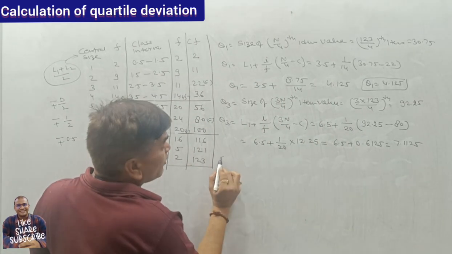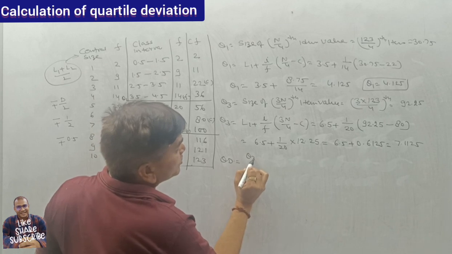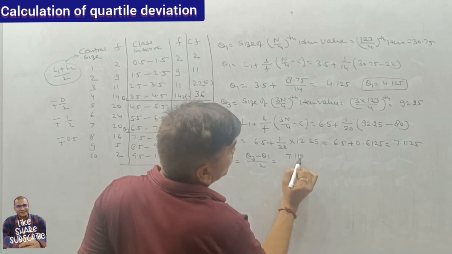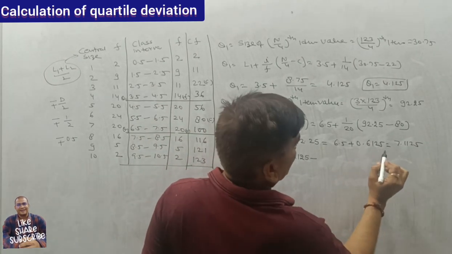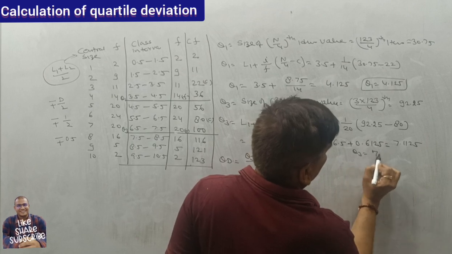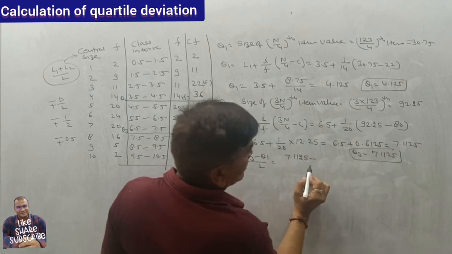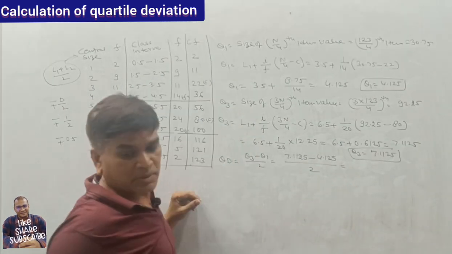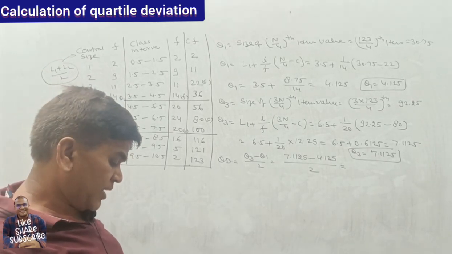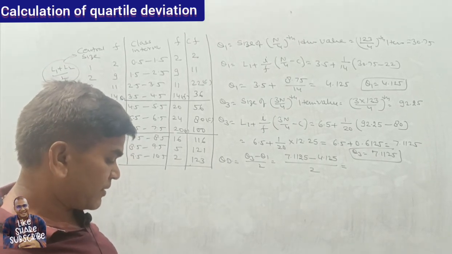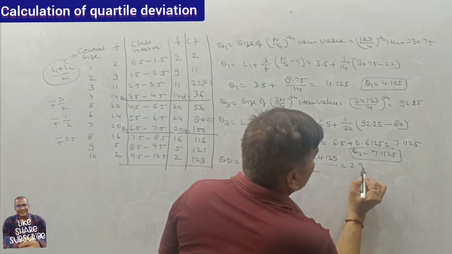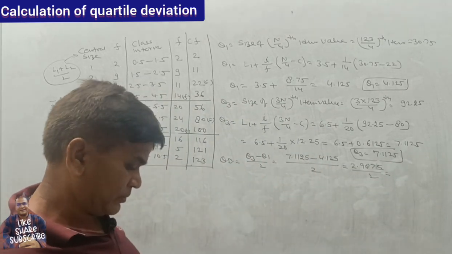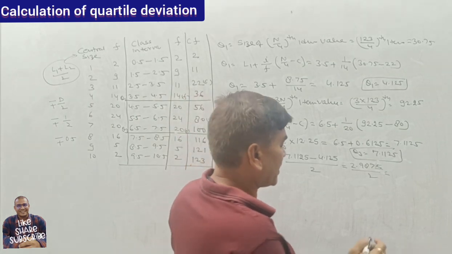So the value of the quartile deviation is equal to Q3 minus Q1 upon 2. That is 7.1125, this is Q3, minus 4.125, divided by 2. So we subtract 4.125, that is equal to 2.9875. 2.9875 divided by 2, that is 1.49375.